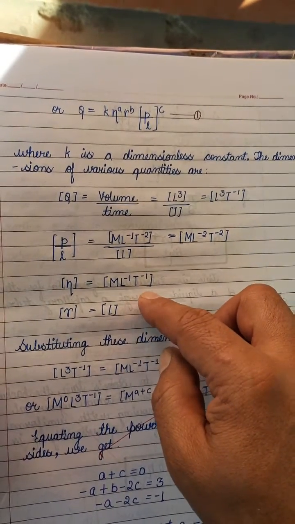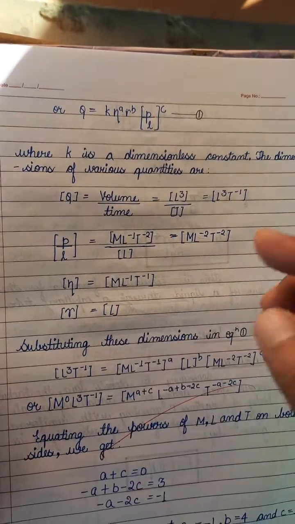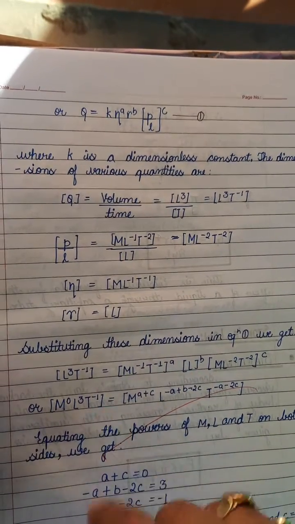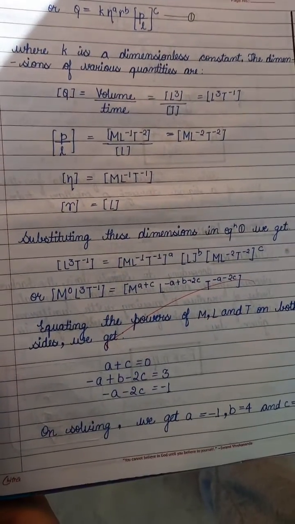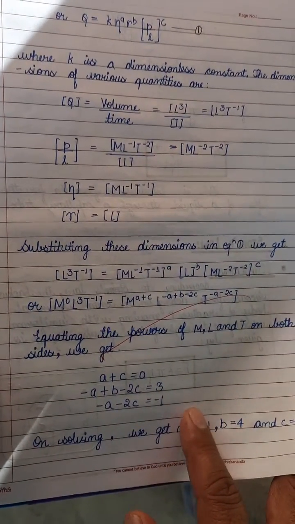We derived it just before this. R is the radius, and radius has the dimension of L. Substituting all these values and comparing the left-hand side dimensions to the right-hand side dimensions, we will come to know the exact relationship among all these variables. So this is the derivation of Poiseuille's equation.